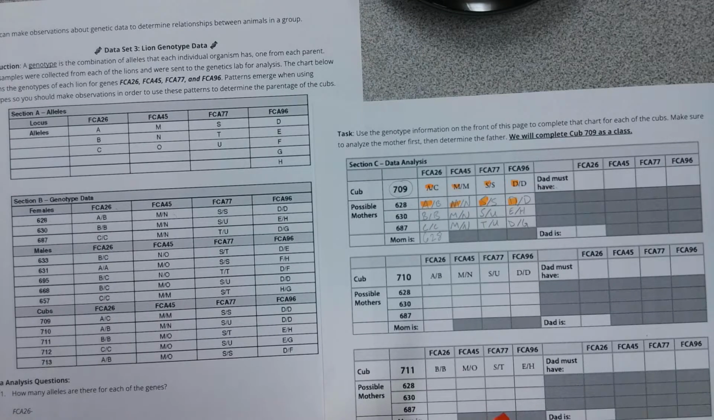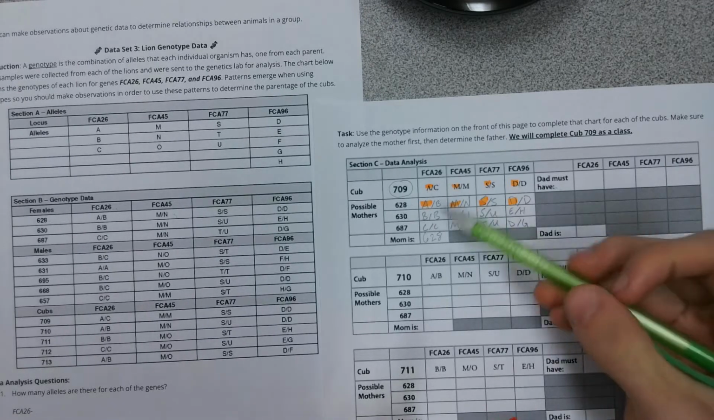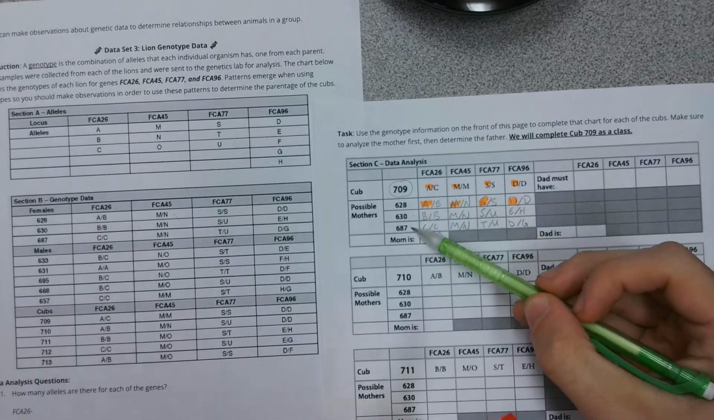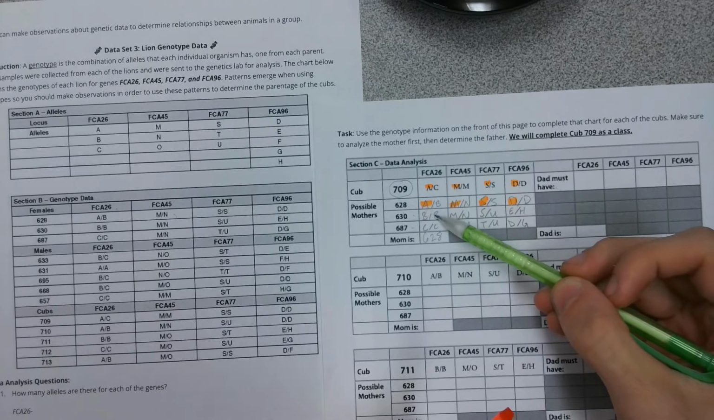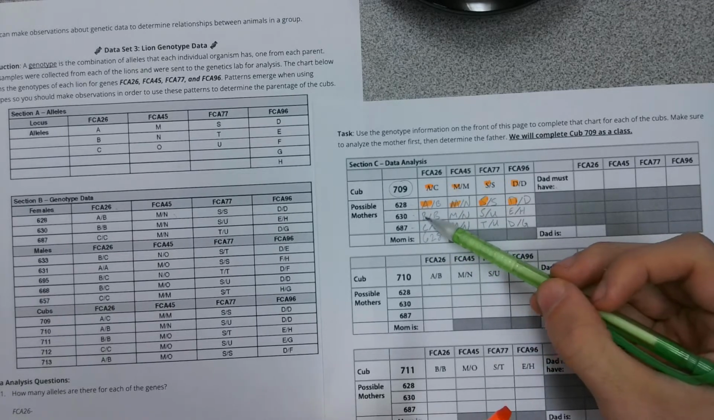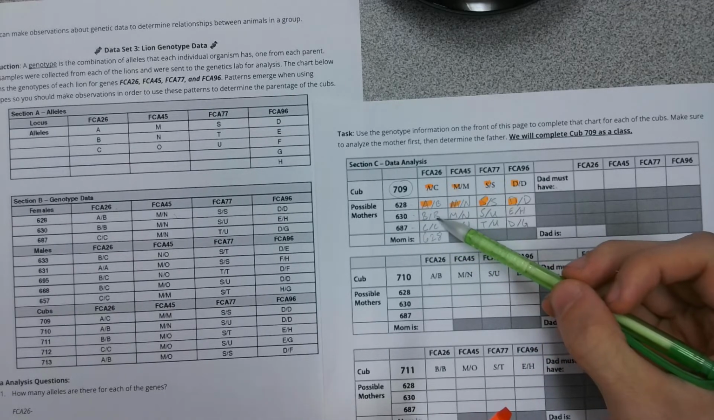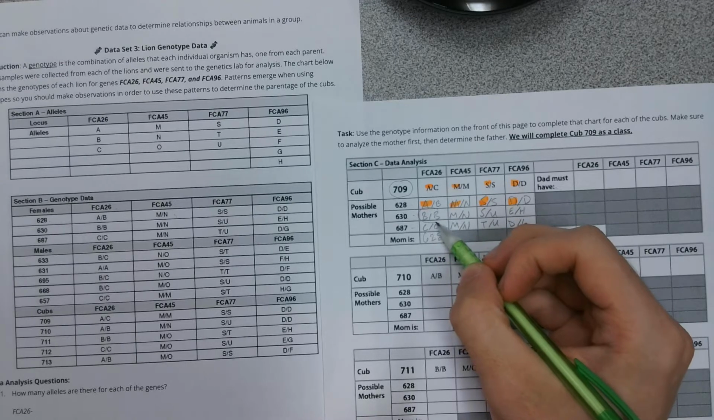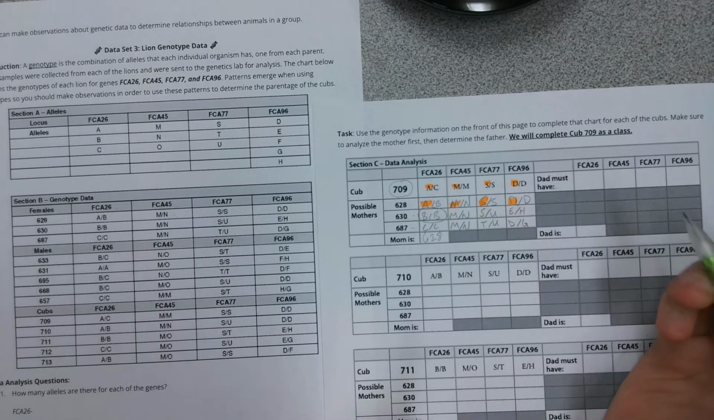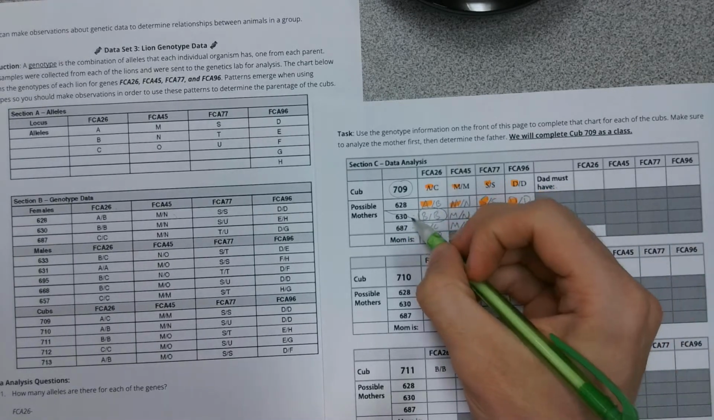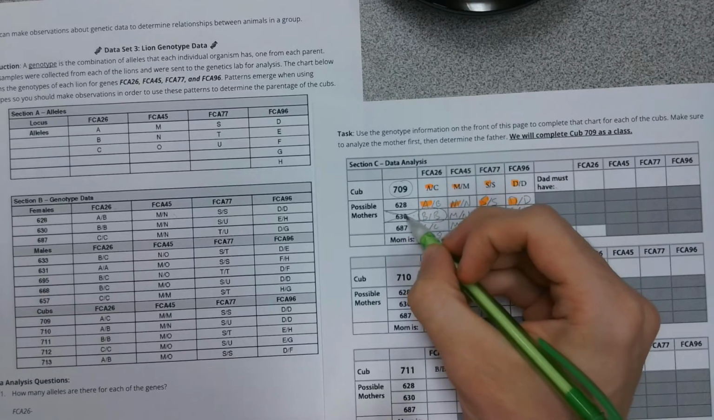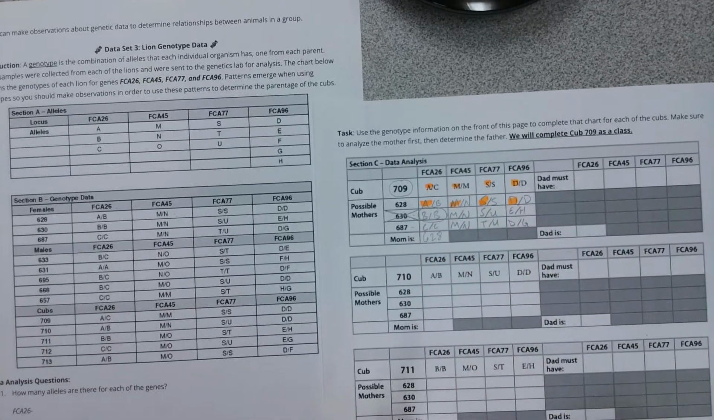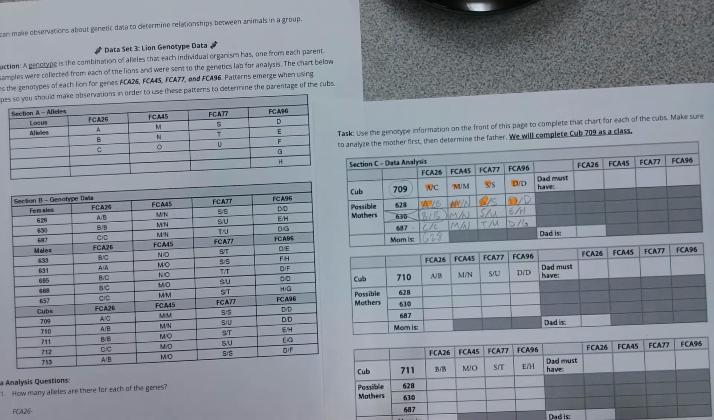I do want to show why 630 and 687 don't work. Let's just look at mother 630. Does mother 630 have either the A or C allele? No, it's BB. I'm going to circle everyone that does not work out. So I already know right off the bat, I don't even have to do any more work, that 630 cannot be the mother. The mother cannot be 630.